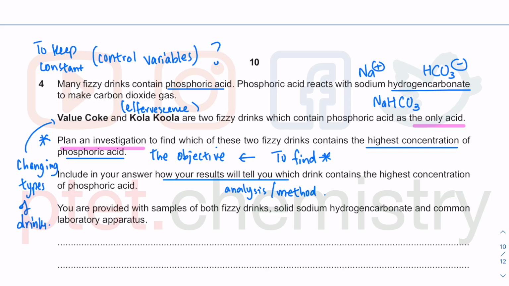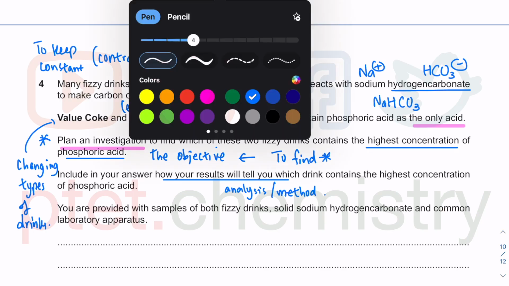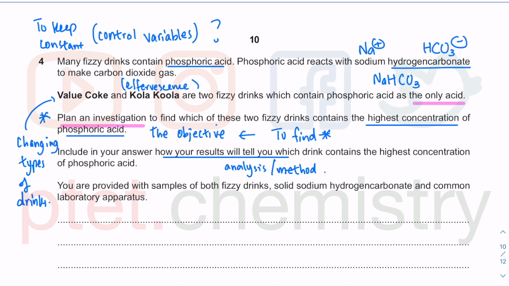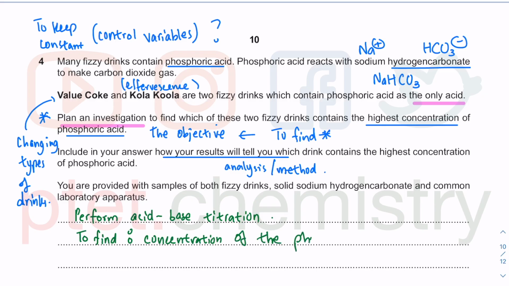Well, we can think about titration. Titration is probably one way to go. So with the titration, you will need to find out how much acid is in here. You need to titrate against a known concentration of a base, because this is the acid. So what we can do is perform an acid-base titration, for example. We want to find out the acid, okay? So to find the concentration of the phosphoric acid.